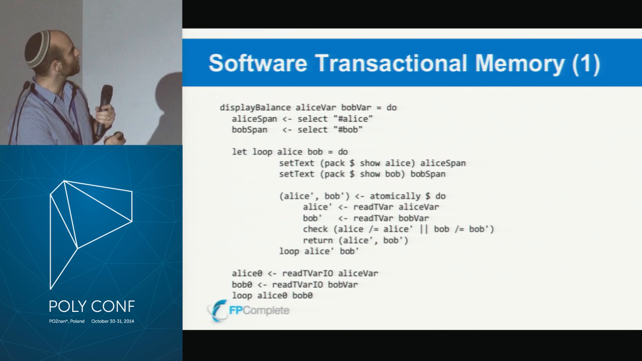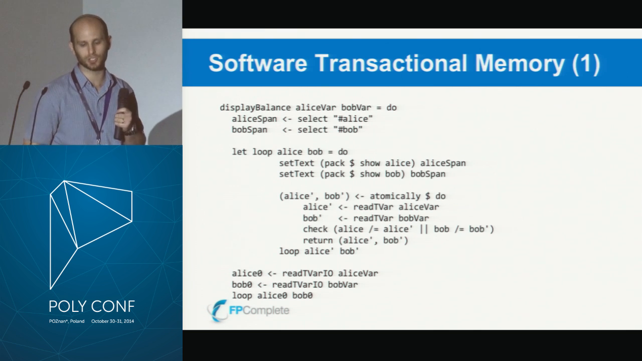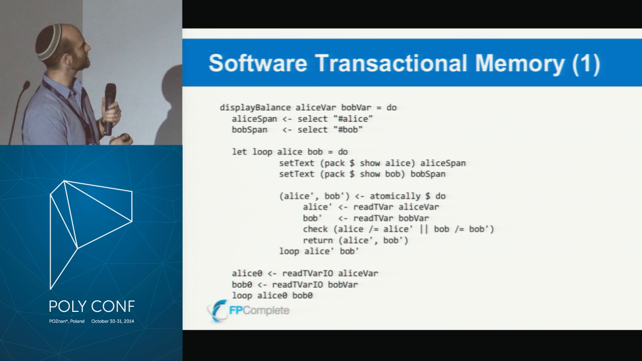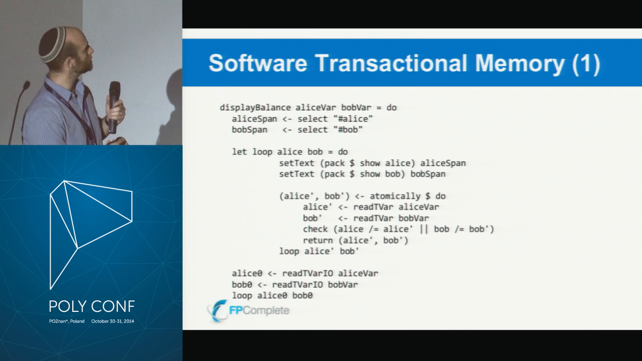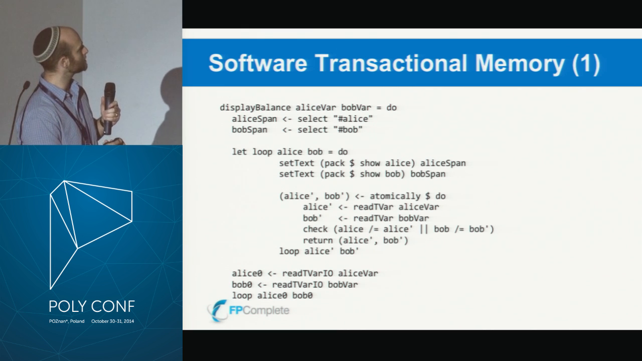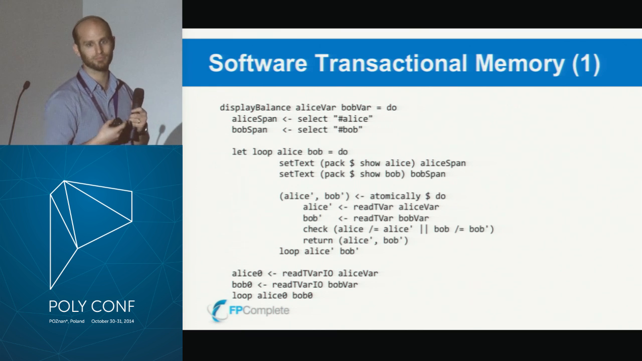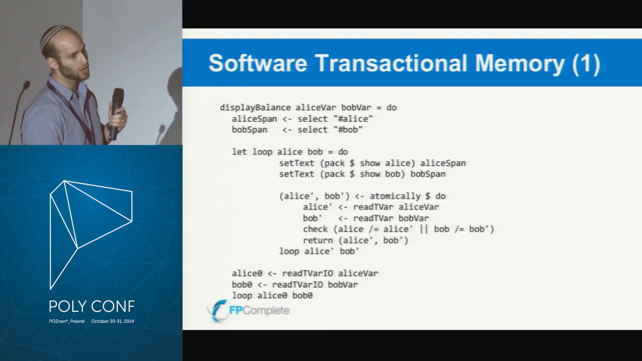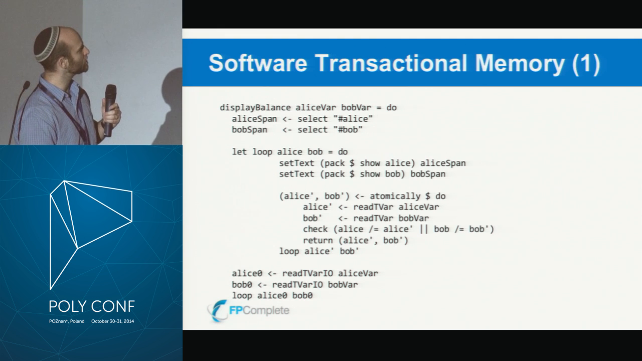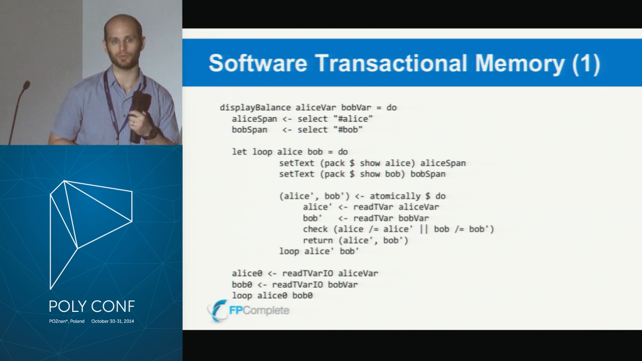So anyway, this is going to be the first part of our STM. We just want to display the balance on the screen. So we have these two spans, Alice and Bob. I'm going to grab them from jQuery, and we're going to have this loop. And in this loop, we're going to set the text for each of these spans to the current value of Alice and Bob's bank account balances. And then we're going to enter this STM block. That's what atomically does. We're going to look at the two variables in their current state, and we're going to check that either Alice's new value is not equal to her old value, or Bob's new value isn't equal to Bob's old value.